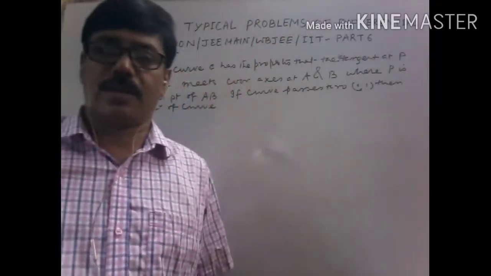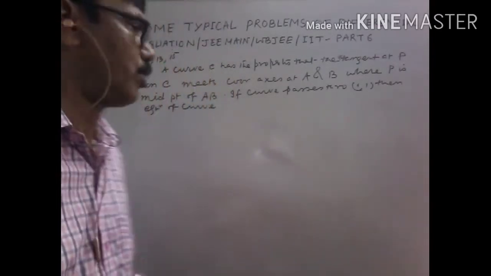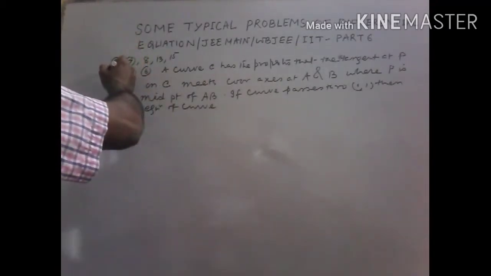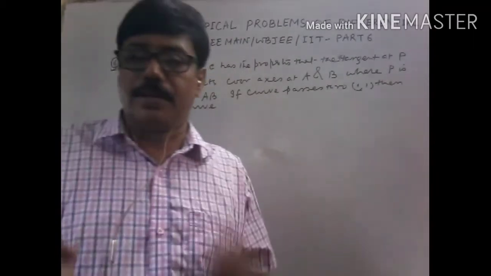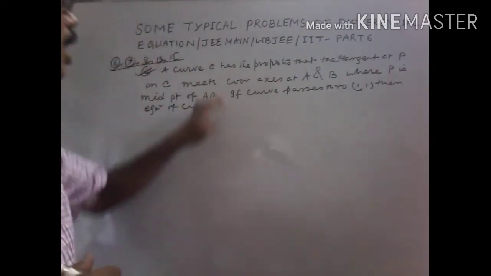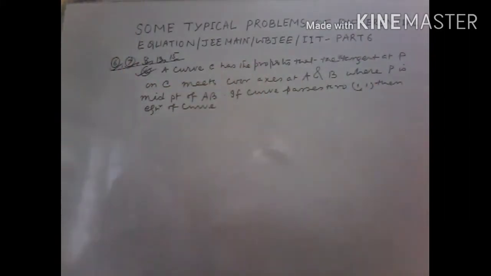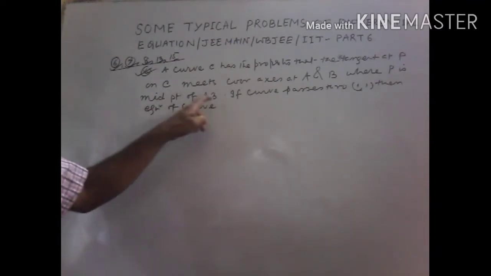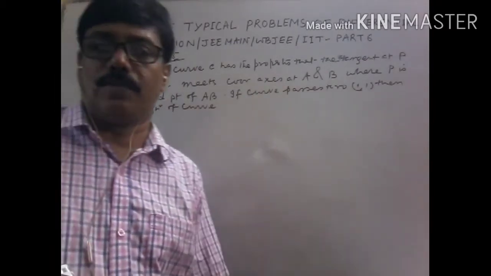Now we consider some practical problems, that is, applications of differential equations. So from problems 6, 7, 8, 11 and 15, from the description box you may see their practical problems. Suppose problem number 6. A curve C has the property that the tangent at P meets the coordinate axes at A and B, where P is the midpoint. If the curve passes through (1, 1), then find the equation of the curve.